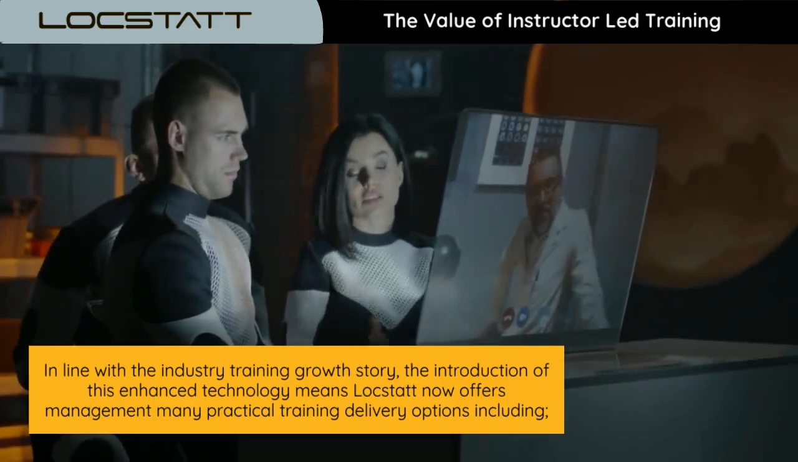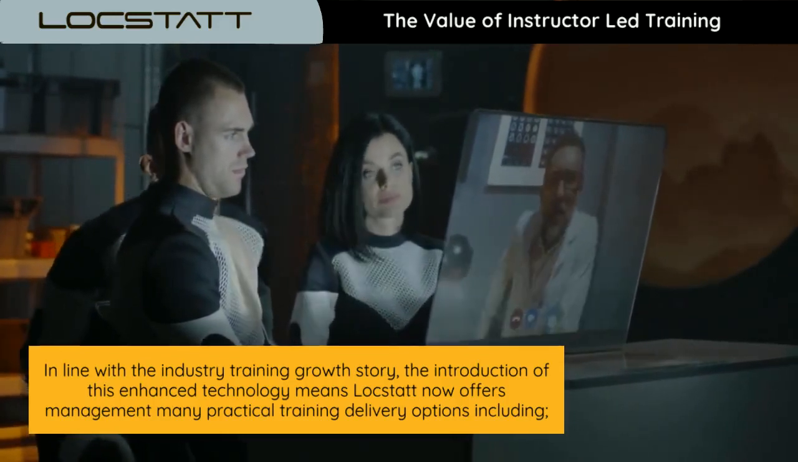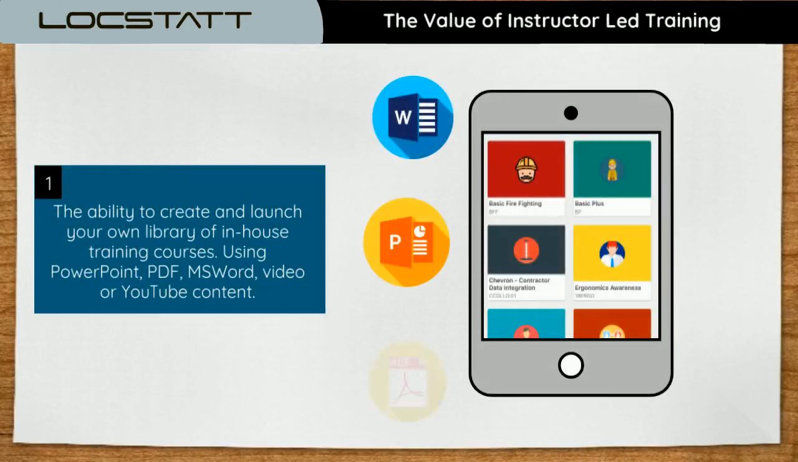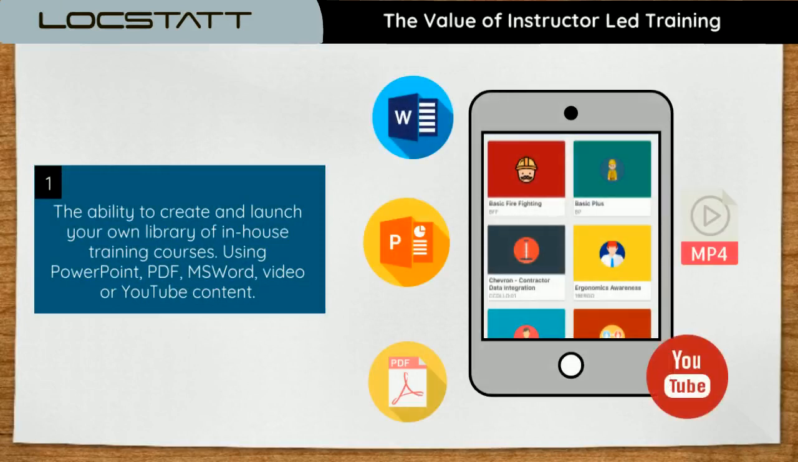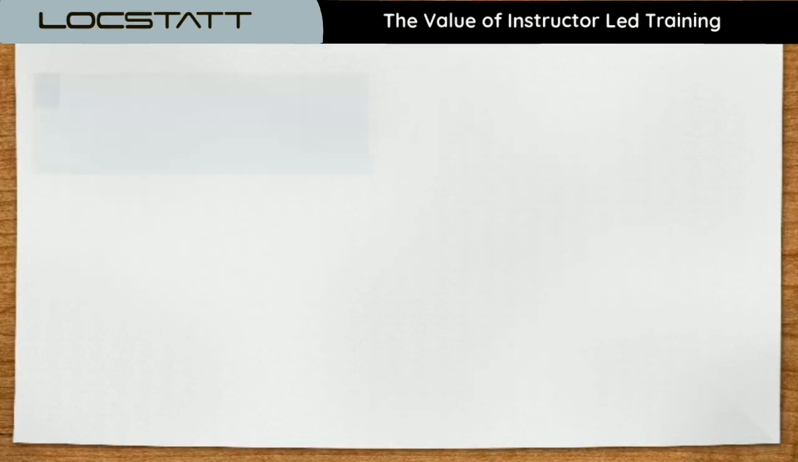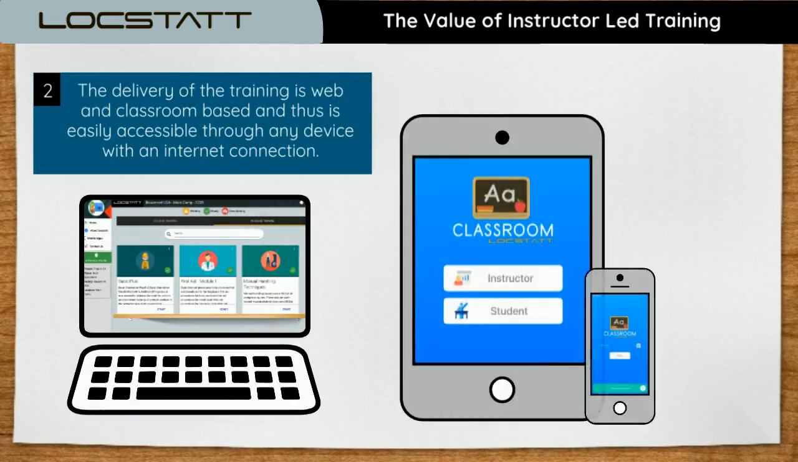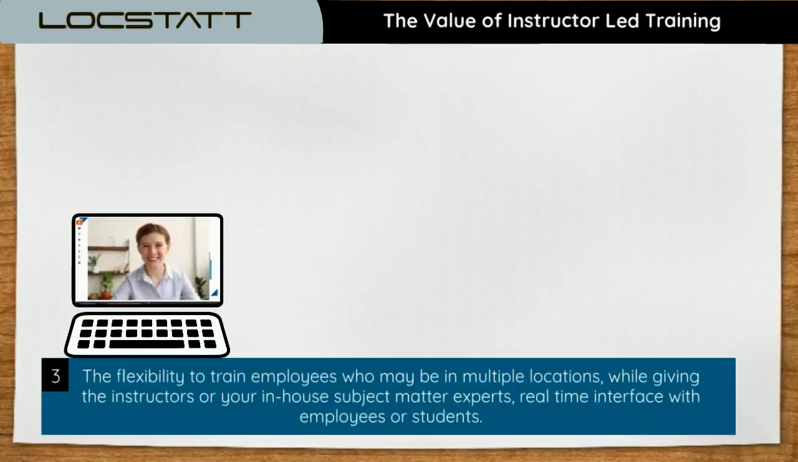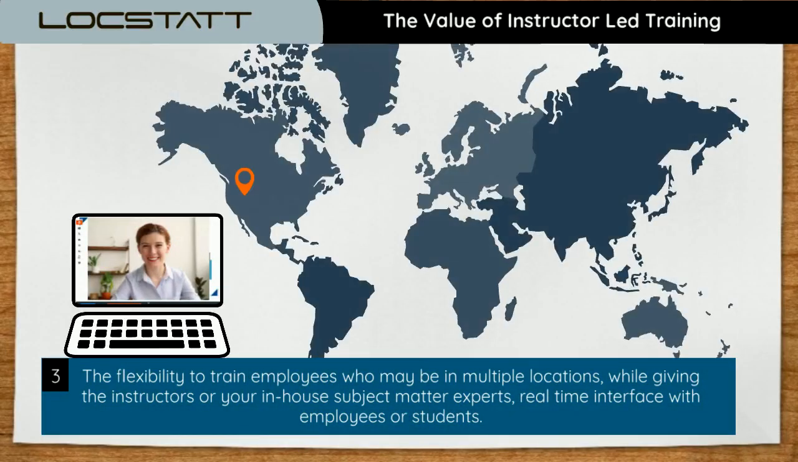In line with the industry training growth story, the introduction of this enhanced technology means Locstatt now offers management many practical training delivery options, including the ability to create and launch your own library of in-house training courses using PowerPoint, PDF, Microsoft Word, video, or YouTube content. The delivery of training is web and classroom based, and thus is easily accessible through any device with an internet connection. The flexibility to train employees who may be in multiple locations, while giving the instructors or your in-house subject matter experts real-time interface with employees or students.